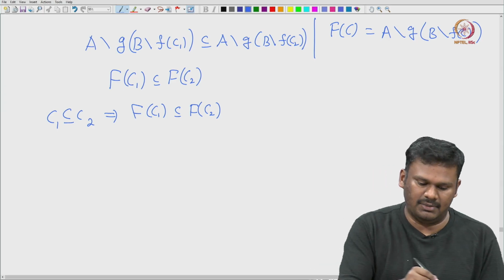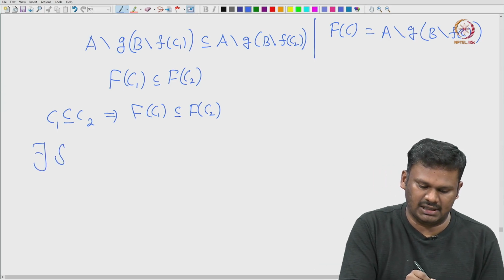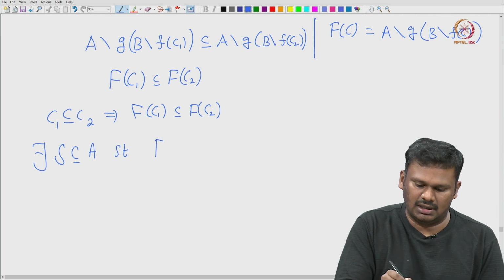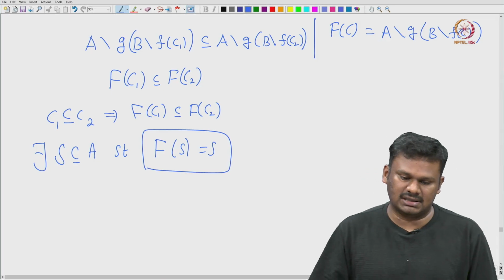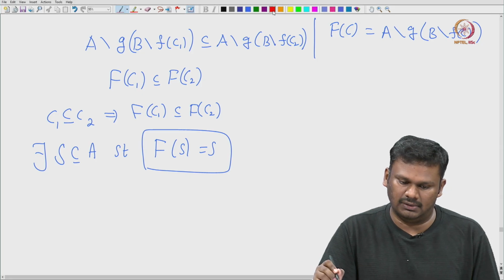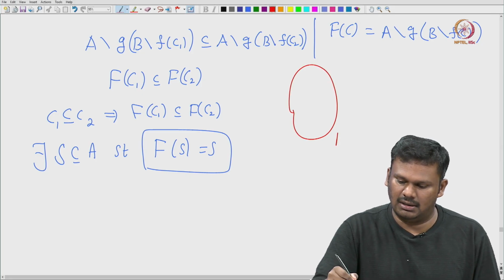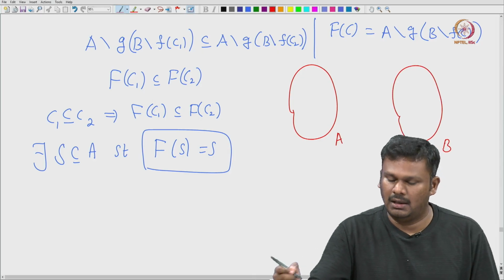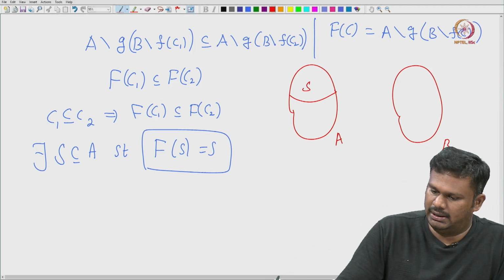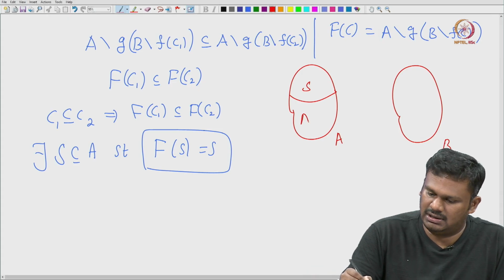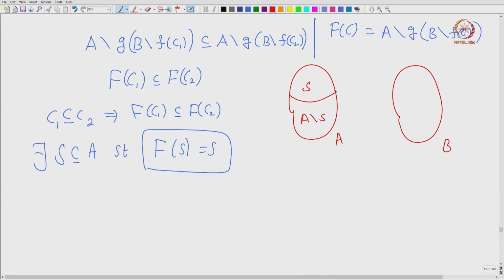Now, using our earlier lemma, we can get that there exists a fixed point S, which is a subset of A, such that f of S is exactly equal to S. So, now look at this S carefully using the pictorial way. So, you have this A and then you have this B. So, you can see that some part of S is there in this A, and then you have this A difference S. So, now you can see that S is mapping, under f you get this f of S.